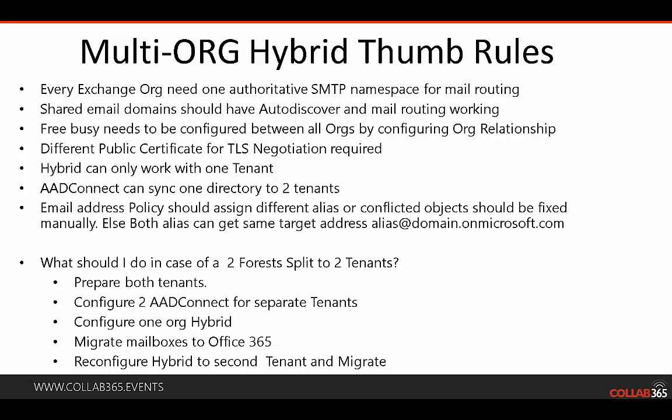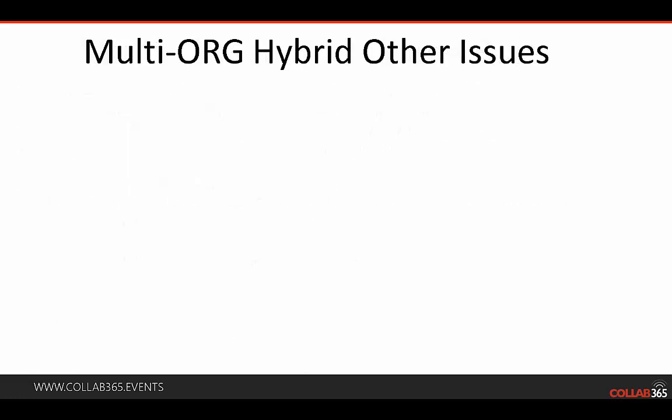But then the users from one forest will be moved to one tenant, and the second forest users will be moved to the second tenant. The second tenant can connect to the second forest hybrid, and the first forest can connect to the first forest hybrid. So that way you can split the users, but there's no way you can run hybrid connected to two tenants. All right, next slide is telling us the multi-forest hybrid issues.